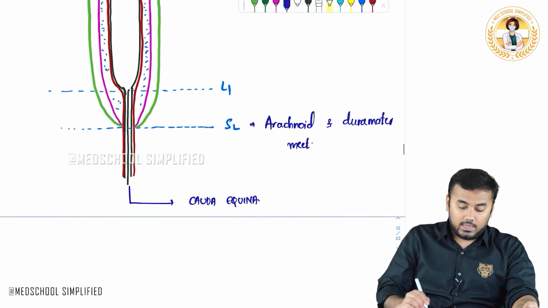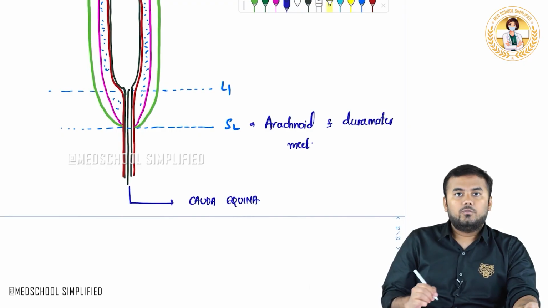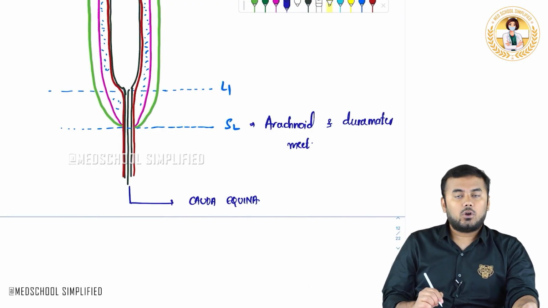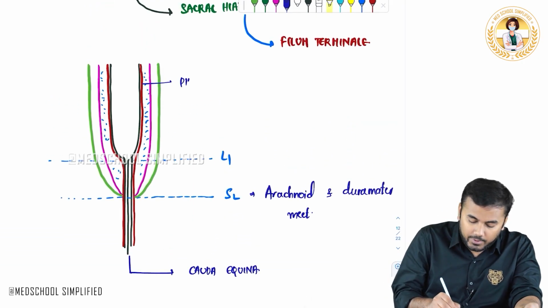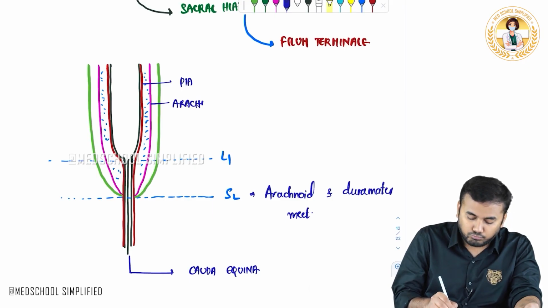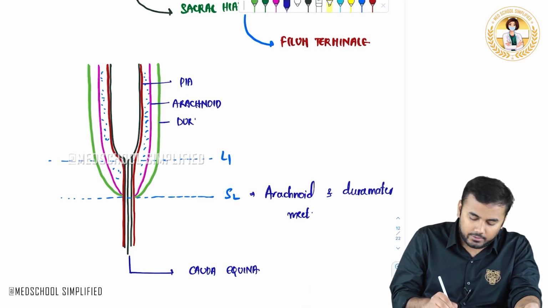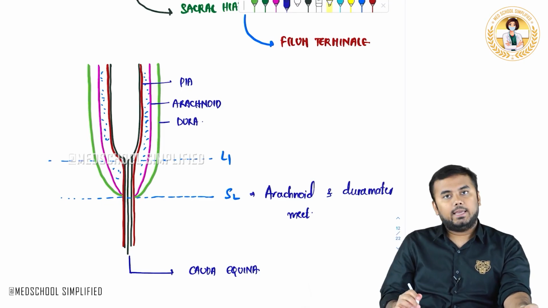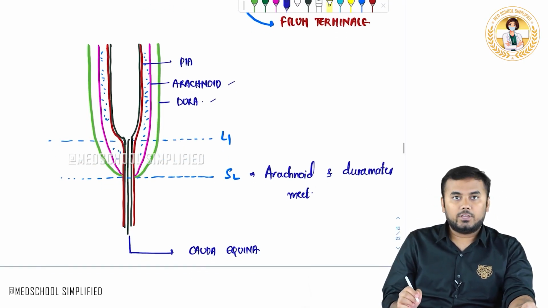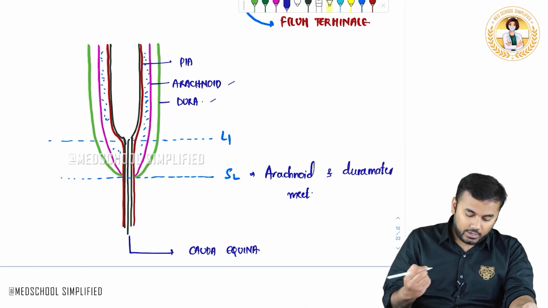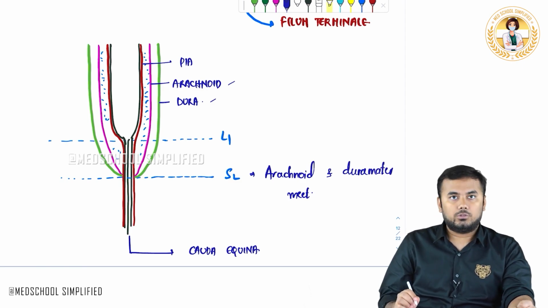But in the cauda equina, which meningeal layer is continuous with the cauda equina? That is your pia mater. So this red one inside is your pia mater, this is your arachnoid, and this one is your dura mater. These are the three layers. The arachnoid and dura are meeting at the level of S2, and pia is continuing all along the cauda equina also.